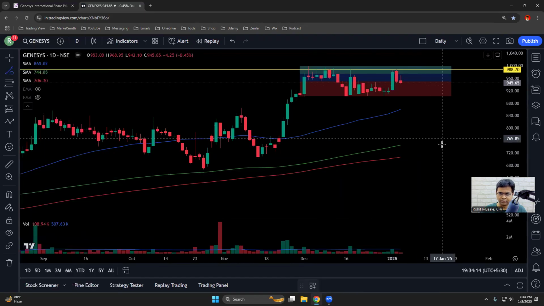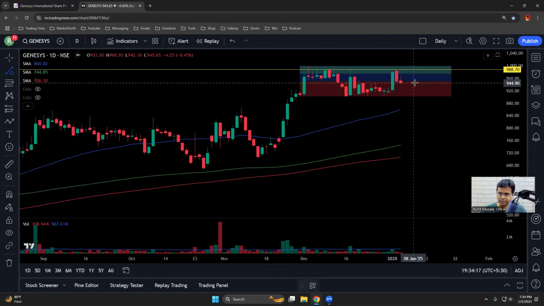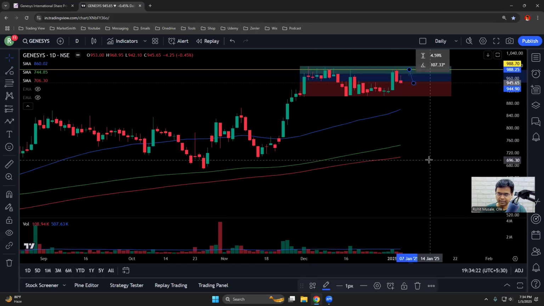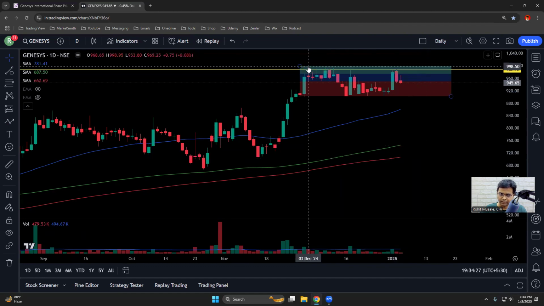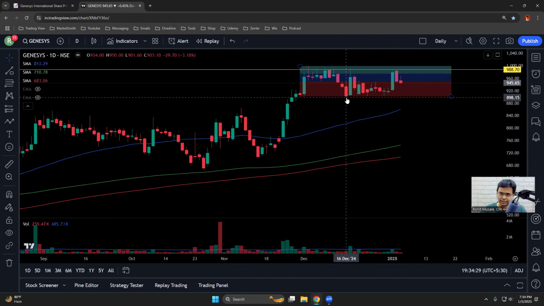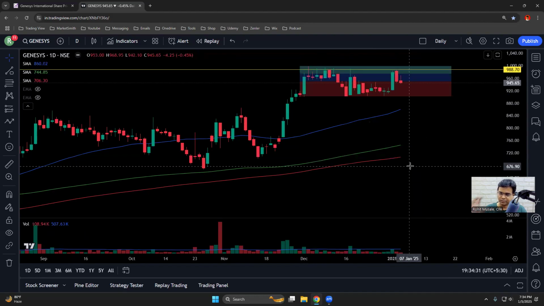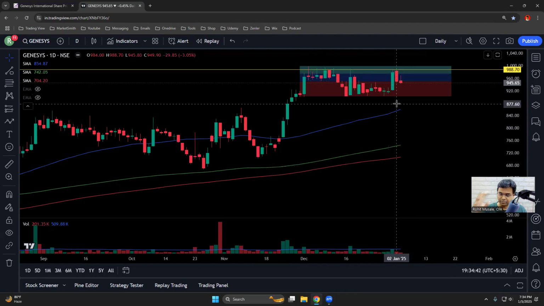So I am recording this video on a Sunday, which is 5th of January. So the distance between the current closing price and the yellow line is less than 5%, which is what we want. And the distance between point 1 and point 2, I think it is less than 10%. So it's a very high quality A grade base. The basing height itself is less than 10%. So it's a very tight base. That is what we want.